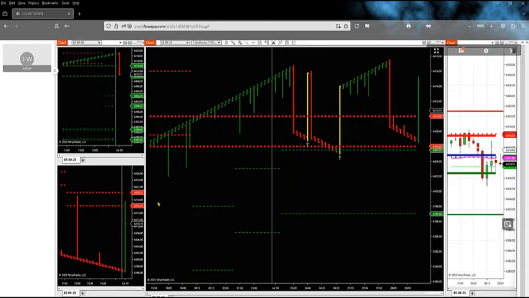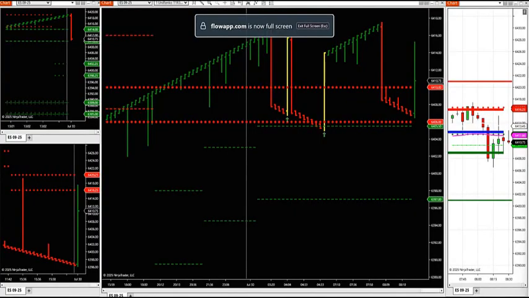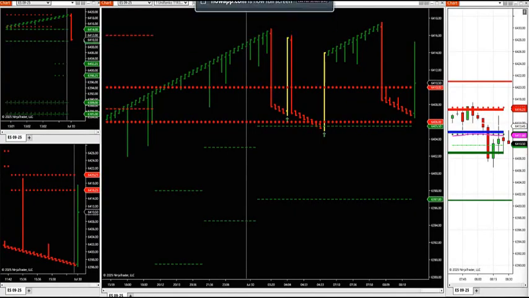Let's go over the strat. I want to go over exactly what we're looking at. These signals, some of you guys need to clarify. I need to clarify with you why they come up and what we're looking at.